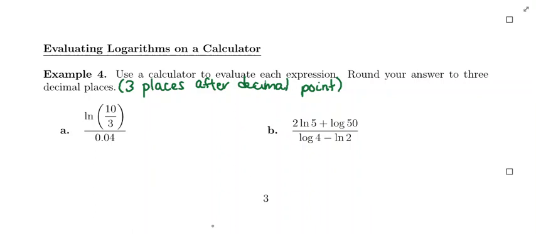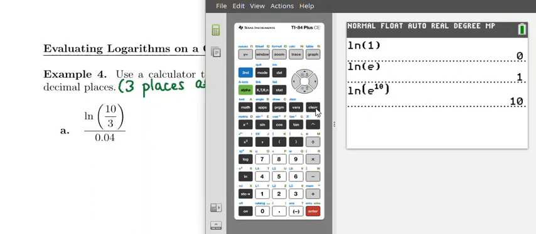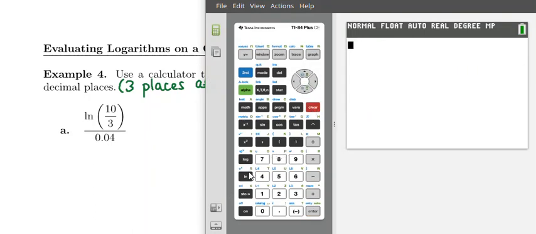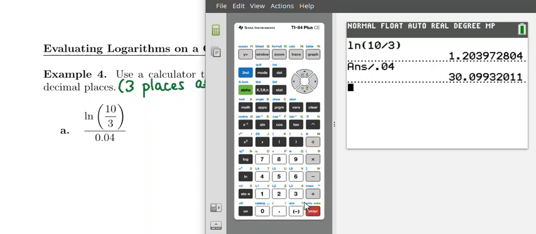To do this, I'm going to pull up the calculator. I'm going to type it in pretty much like I see it. So I see natural log of 10/3. Then I need to close the parentheses, because that's what I'm taking the natural log of. If you're not sure, go ahead and hit enter. That's the numerator. Then hit the division key and divide the result by 0.04. So that's going to be your decimal expansion.